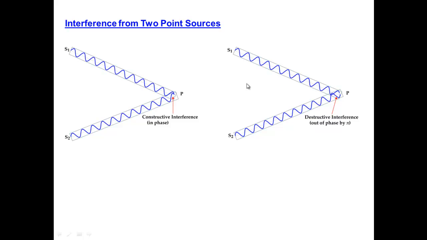And so these are the two special cases. We can certainly have something in between the two, but these are the two most striking ones. And if the sources of waves were sound waves, this would be on the left a very loud interference, constructive interference, and on the right it would be destructive, so this would be a location of very soft sound.